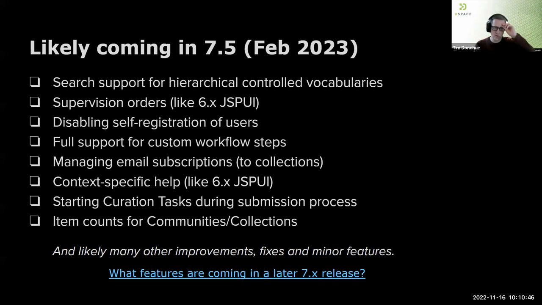When community members give us new code, we try to get it out the door as quickly as possible. So if you're interested in taking a look at what's going on with 7.5, there is a link at the bottom of this slide that brings you to our overall tiered plan list, our roadmap for DSpace 7 and what we're working on. It gives you more details about each of these features, including the tickets.